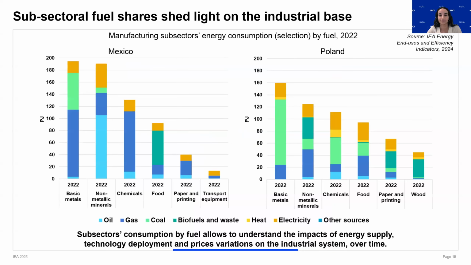Beginning with industry, here for Mexico and Poland, we can see the 6 most consuming subsectors. Each of them uses different fuels with general trends and country specificities. Chemicals often depend on gas, for example, while wood and paper may use significant amounts of biofuels and waste, or basic metals may rely on fossil fuel or on electricity, depending on the technological choices. Tracking these splits allows us to anticipate the impact of policies and regulations, and is also essential for energy security analysis, especially for subsectors depending mostly on one energy product.